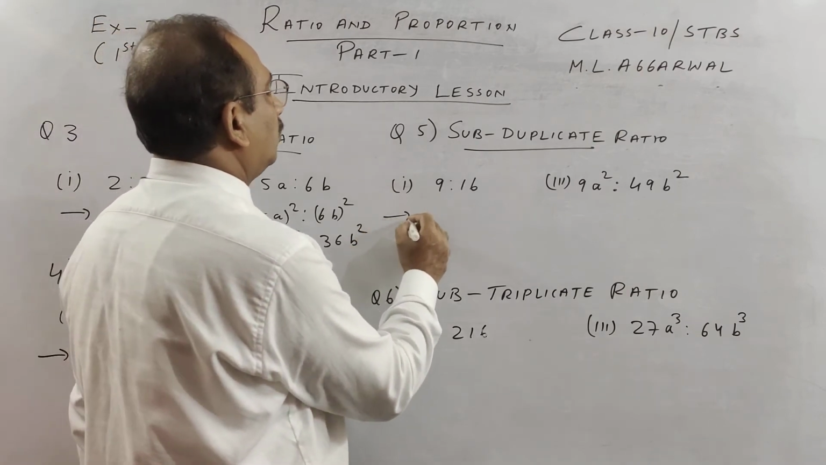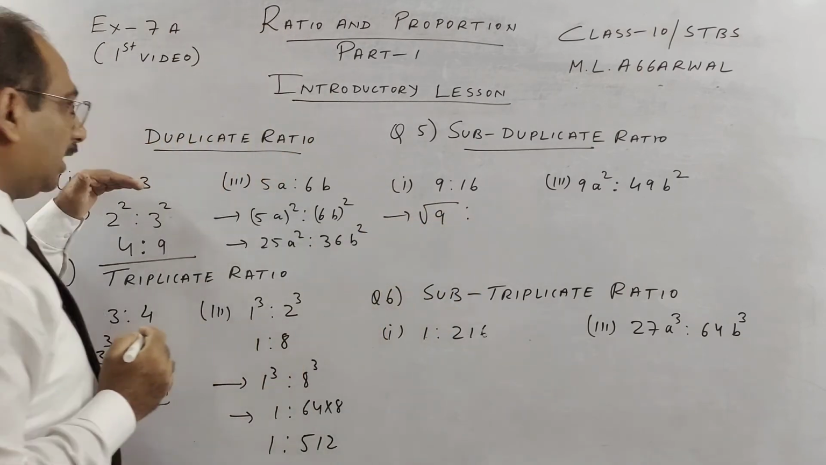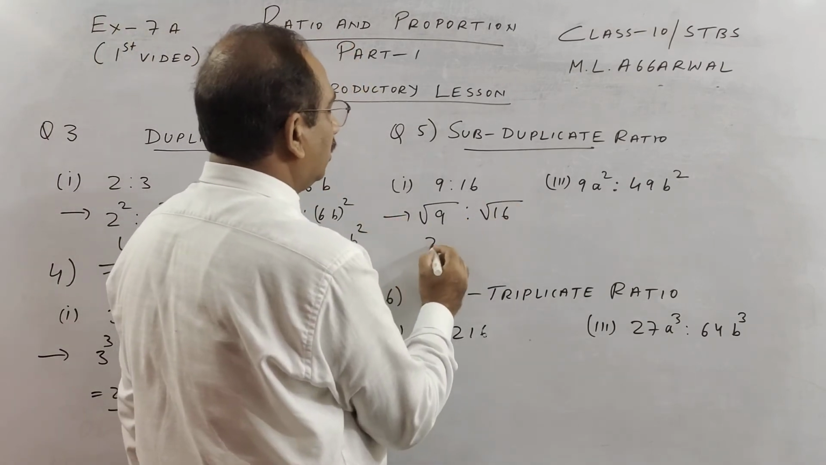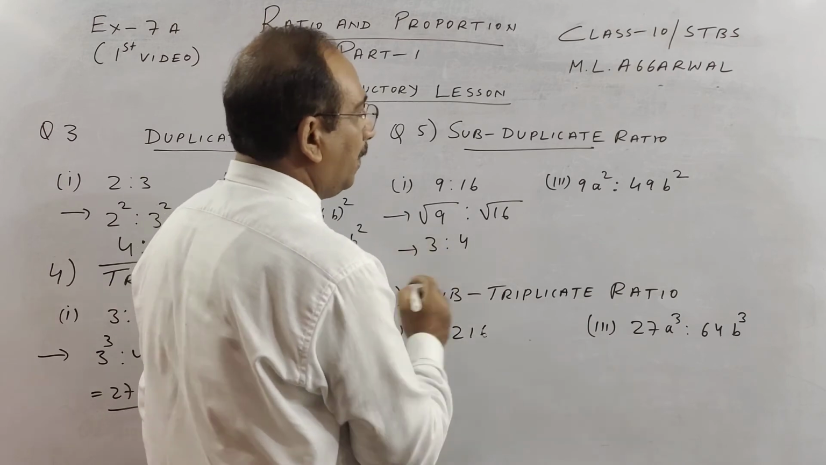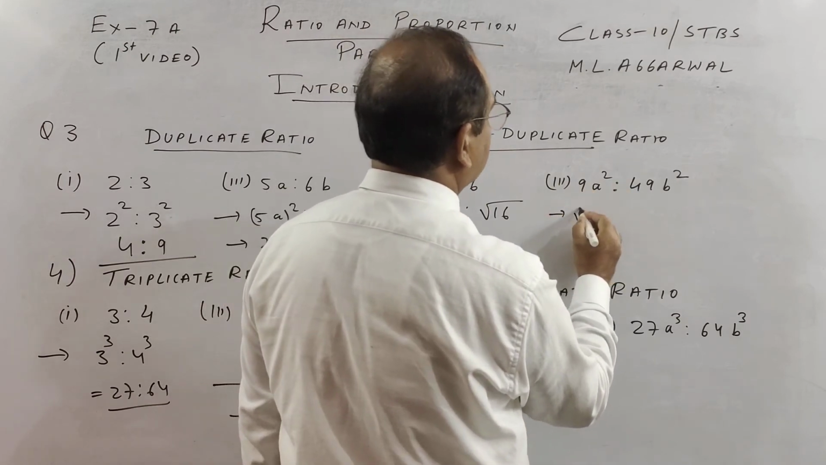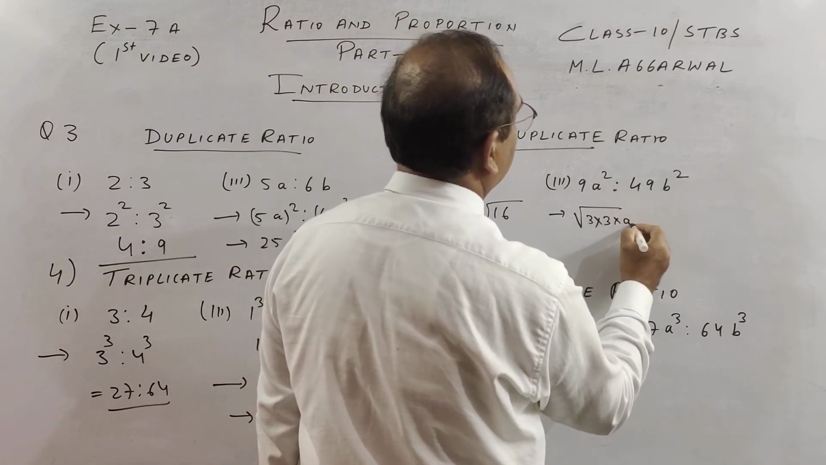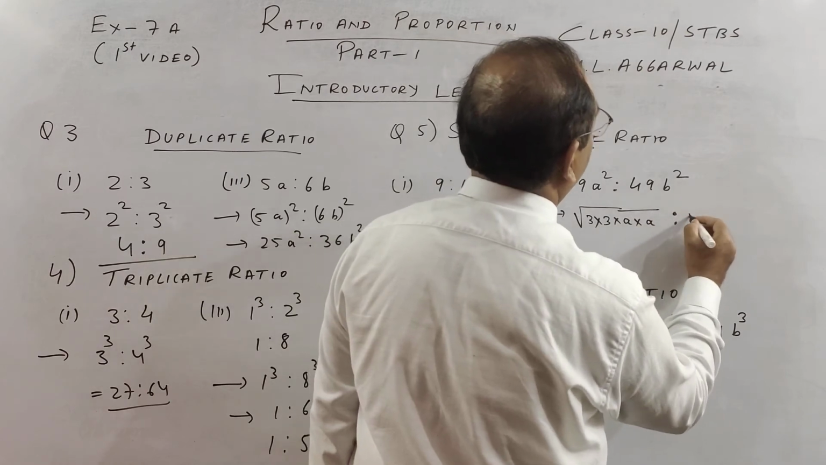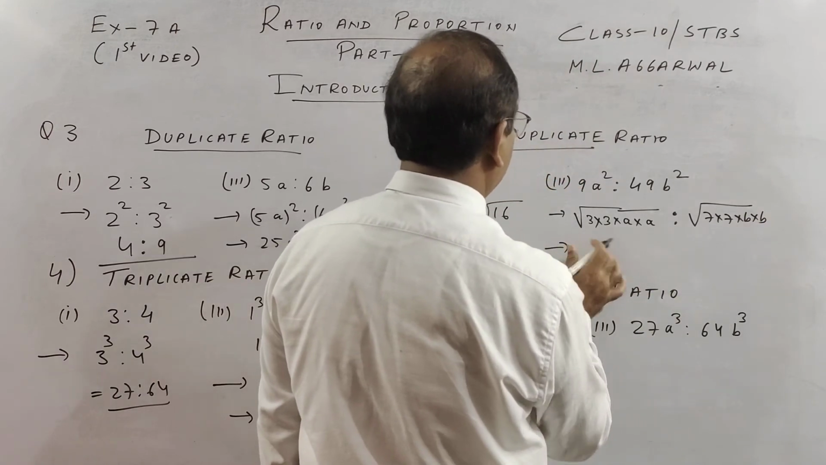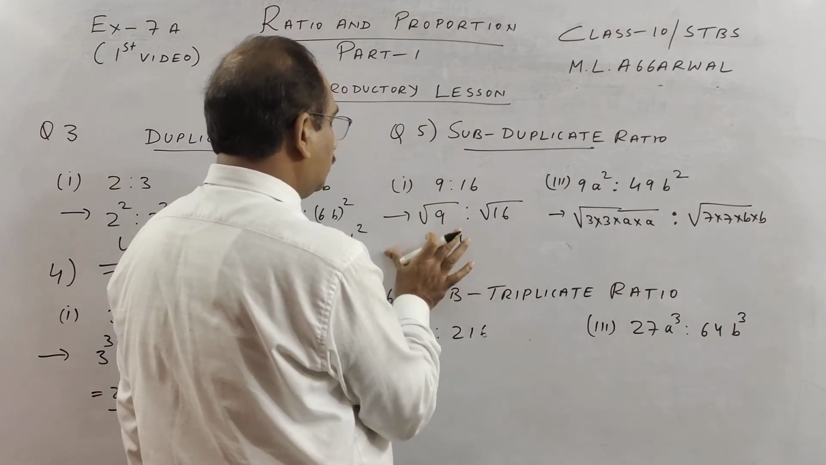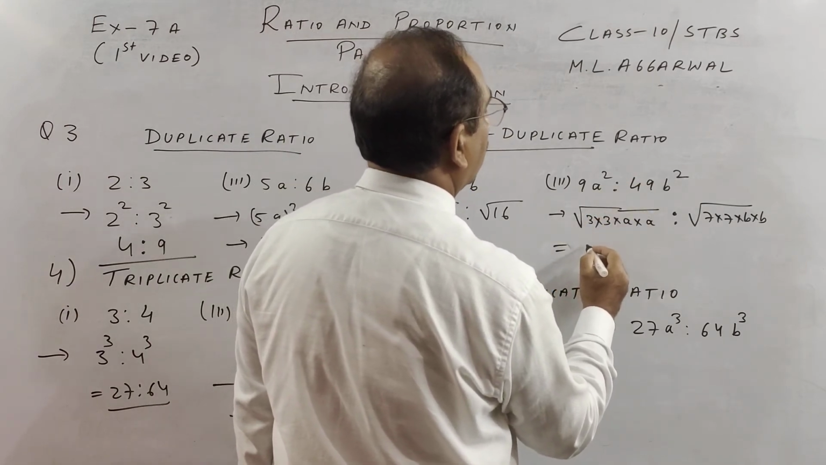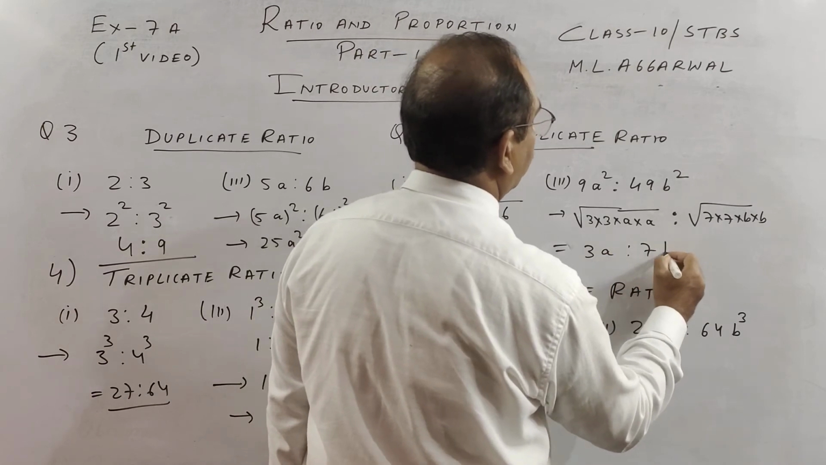Subduplicate means, children, square root. This was square duplicate, subduplicate square root. So write subduplicate ratio here. 3:4. Okay. Here if you find square root, so write subduplicate ratio of this is, you can write 3 into 3 into a into a. So as you know, by pairing, 7 into 7 into b into b. So answer is, here you can write equal to, because these two are equal. These two are not equal. So here you can write 3a is to 7b.